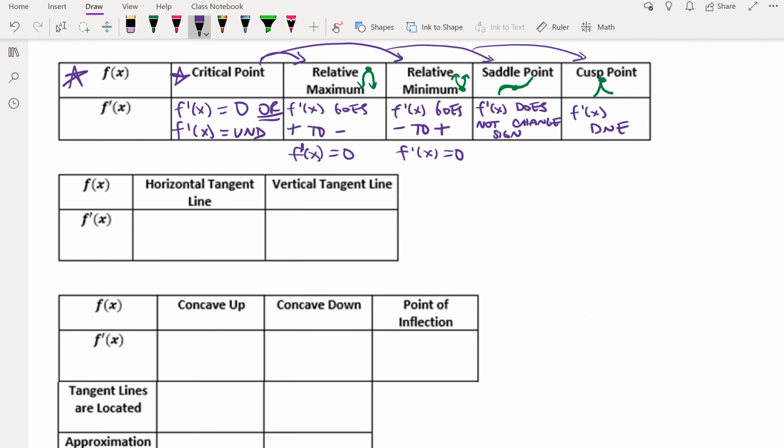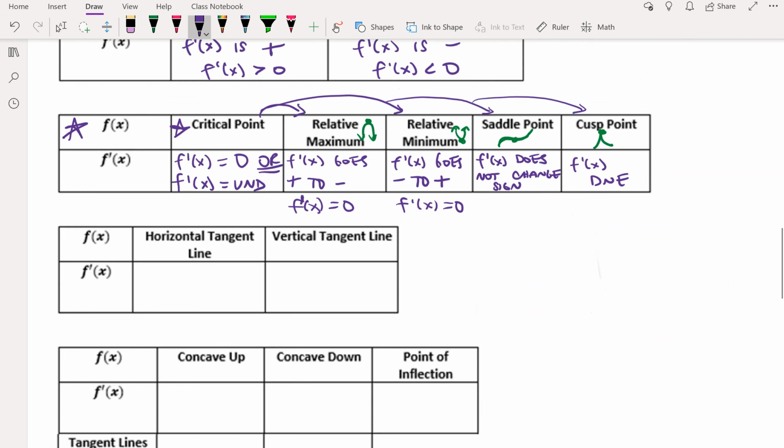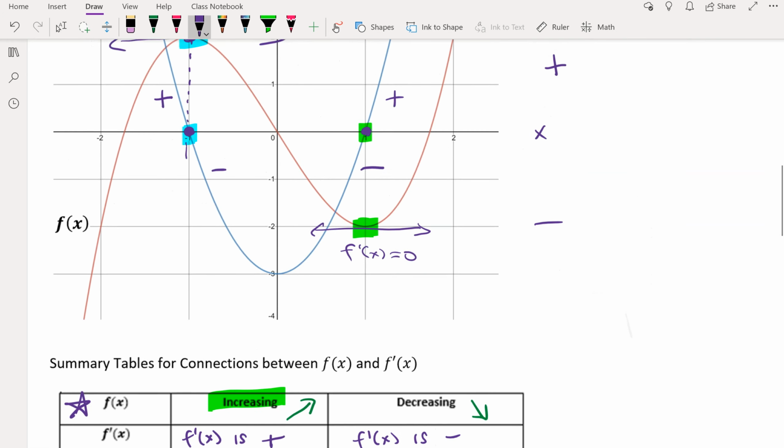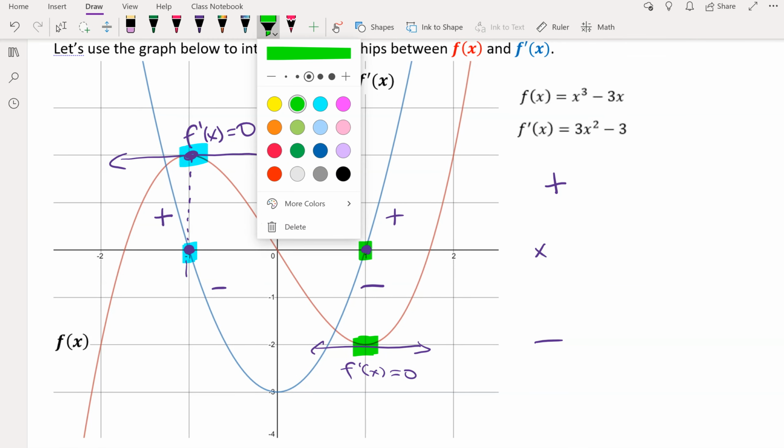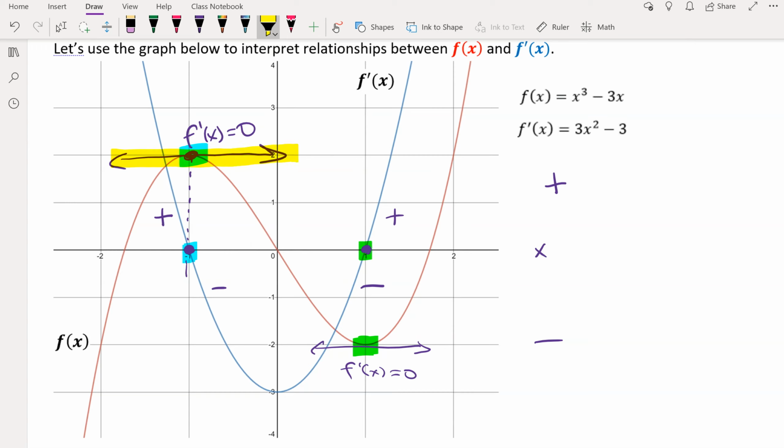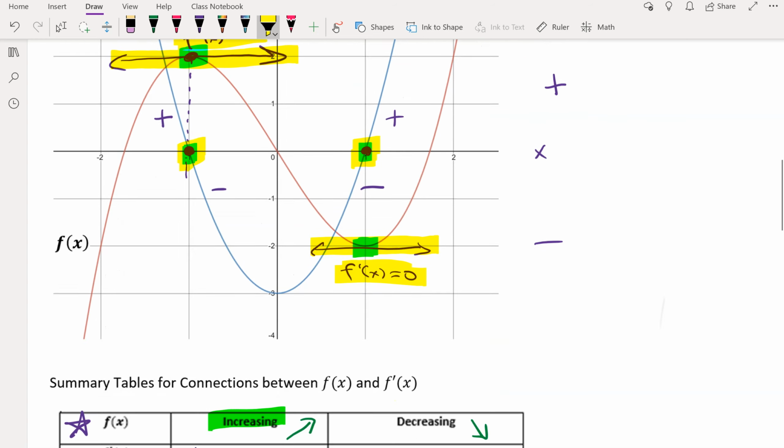Okay, horizontal tangent lines. So let's go back up to our graph. Don't we have a couple examples of horizontal tangent lines? We have this horizontal tangent line and this one. What is true when you have a horizontal tangent line on f? F is my red, remember. What's true about my derivative graph? F prime equals 0. That's what's true. The derivative equals 0. It crosses the x-axis at those horizontal tangents.